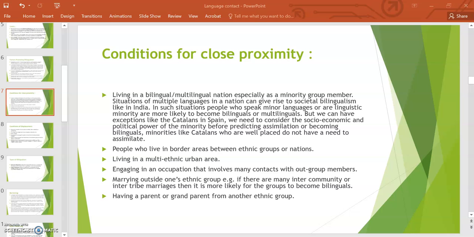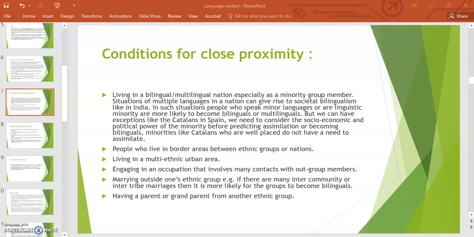Another condition is engaging in an occupation that involves many contacts with outgroup members. So if people are engaging in trade or business with other communities, then it gives them a motivation, a reason to learn a new language. That language may be a lingua franca or contact language that will bring about ease of doing business, ease in transactions. For example, Swahili is used in Eastern and Southern Africa as a lingua franca for business transactions and such contacts. So it becomes important for them to know it in addition to their own mother tongue.